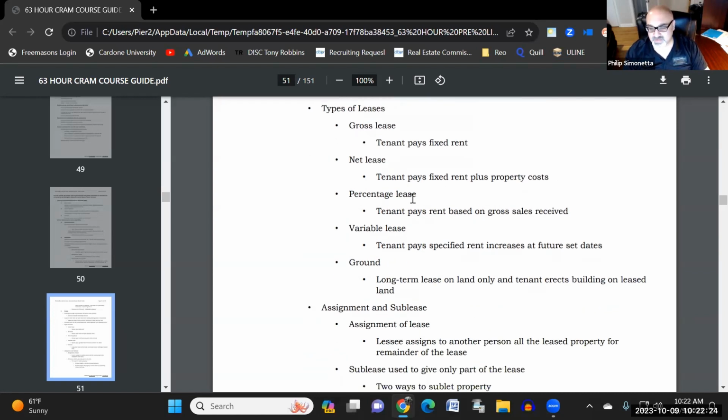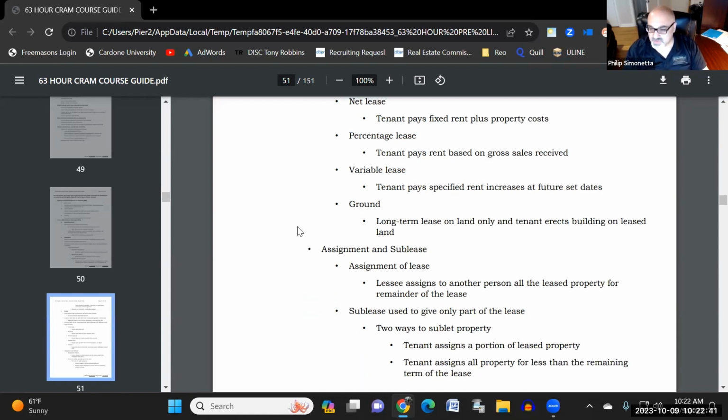A percentage lease. That's where the tenant pays rent based on the gross sales received. So they pay a fee and then they pay a portion of their profits over a certain amount. A variable lease is when a tenant pays a specified rent and it increases at future dates. So if you get a 10-year lease and you pay $1,000 a month the first 2 years, $1,200 the second 2 years, $1,400, it'll increase. That's a variable lease.